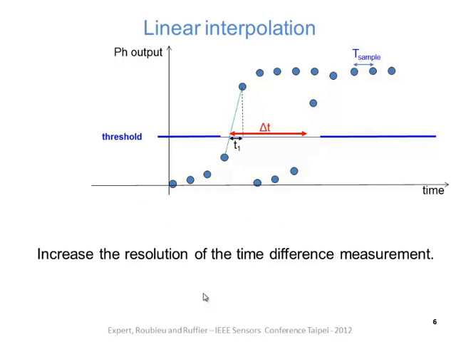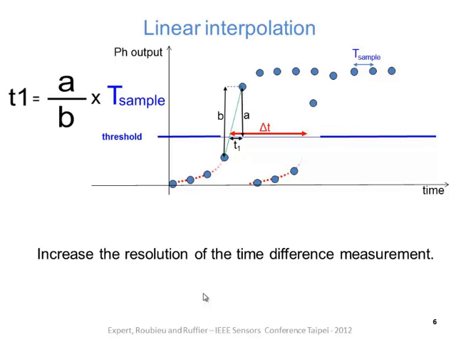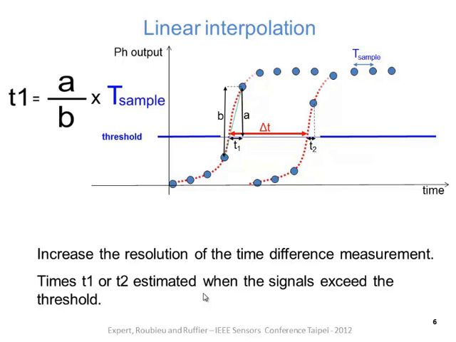And to do that, we actually want to be able to measure this time t1, for example. To do this, we linearly interpolate the signal when we cross a threshold. And from that, we can determine with a very good resolution the time t1. In the same way, we can determine the time t2. And then deduce the real time delay between the two signals with a resolution that is a lot better than the sampling frequency we're using for our processing.